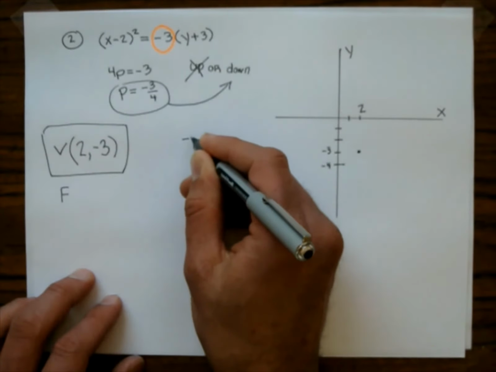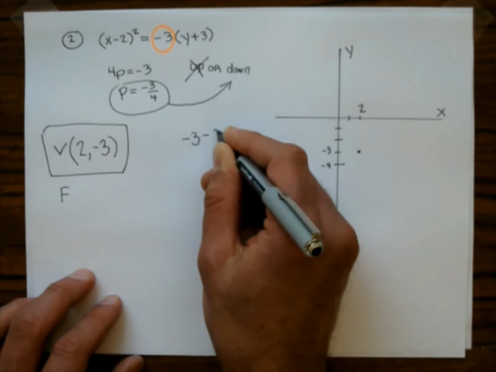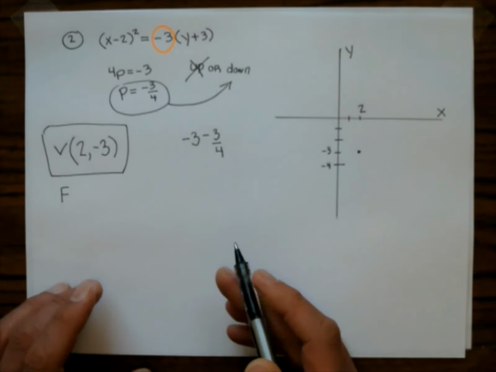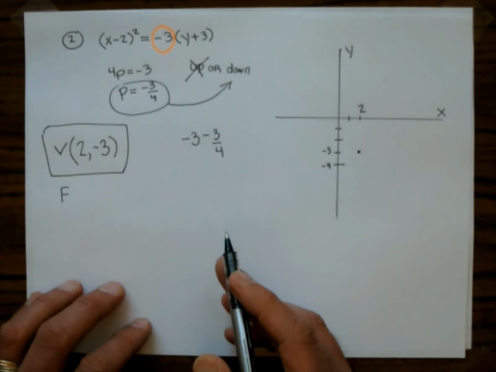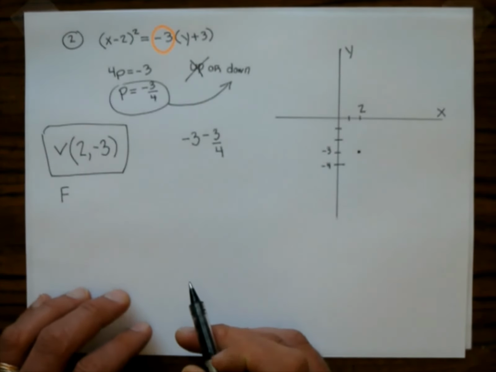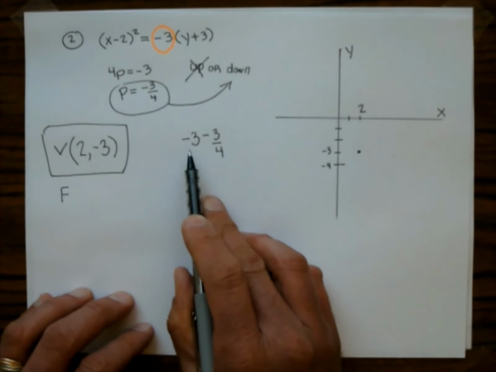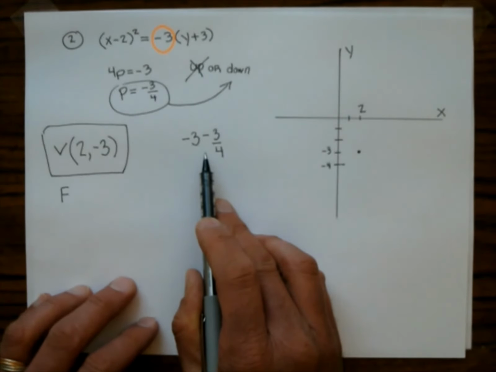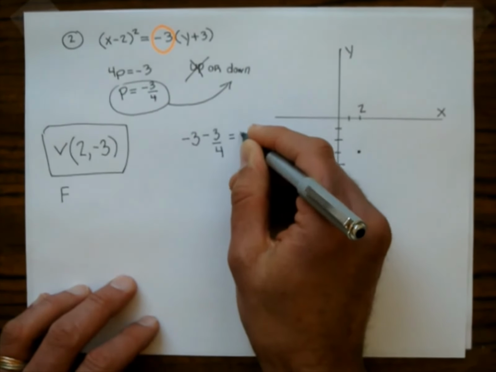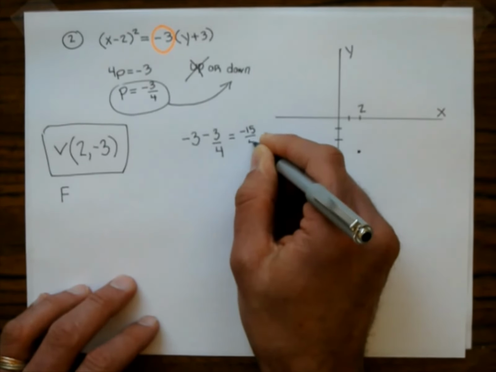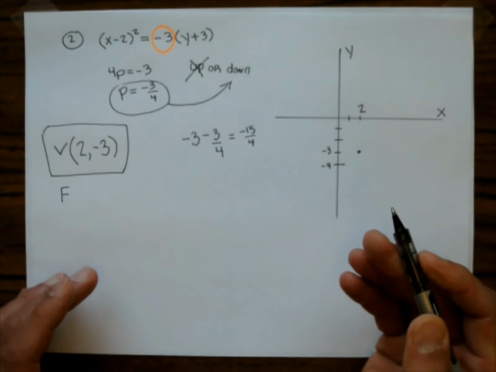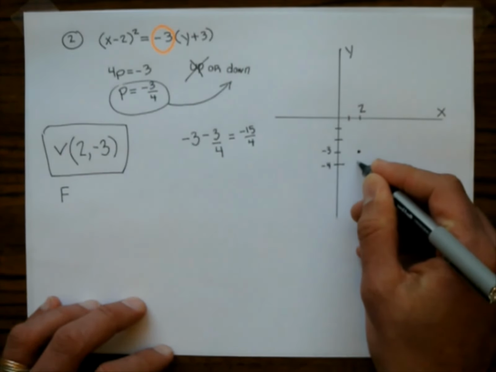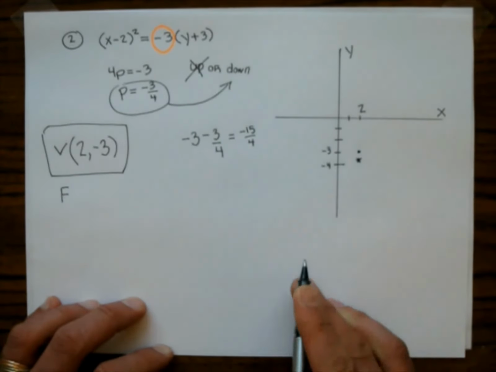You're actually going to go -3 - 3/4. Now a lot of you can say that's -3 3/4, and that is correct. I'm going to go ahead and get a common denominator, and I'm going to call this negative 12 fourths, 13, 14, 15, so this is going to be negative 15 fourths, or you could say negative 3 and 3 fourths. So the focus, I'm not going to put it right at negative 4, I'm going to put it a little above. I'm going to put a star there, and there it is.